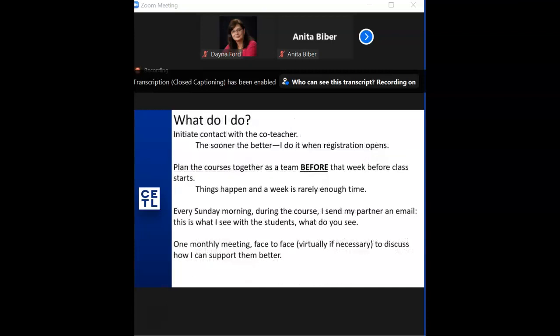And one of the ways that I do that is I make sure that I initiate contact with the co-teacher. For instance, our registration for the fall opens next week. And so I've got a reminder on my to-do list next Wednesday. I'm going to contact the 1301 teacher that I'm teaching with this fall and say, hey, when do you want to talk this summer? When do you want to talk later this month? Let's start planning this class now, because if we wait till that week before class starts, it's just not enough time to effectively do this.